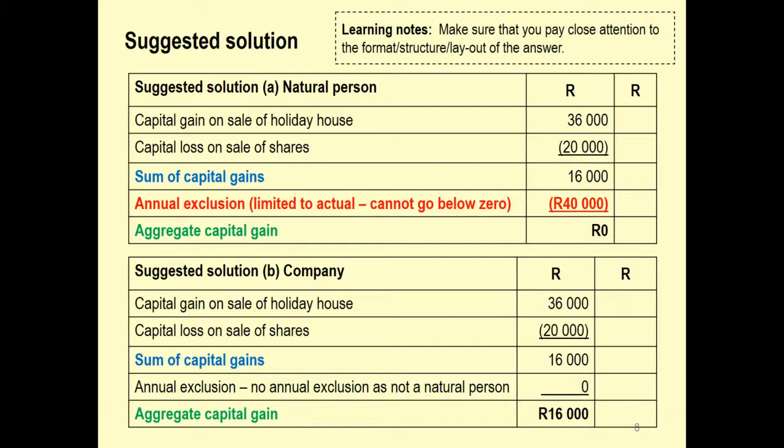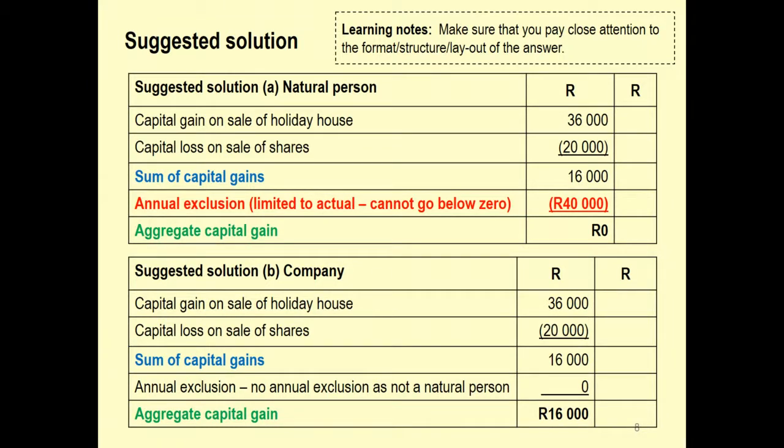Meaning it won't be carried over to the next year. Yes, with an annual exclusion you can't do anything with it, going forwards or going backwards. It's 40,000 Rand for that particular year of assessment. If you don't use the entire 40,000 Rand in that year of assessment, then you lose it. And next year, you'll just have another 40,000 Rand to apply against any sum of gains or losses, because it's not something you can carry forward to the next year.